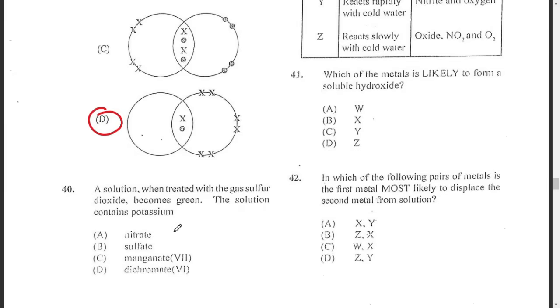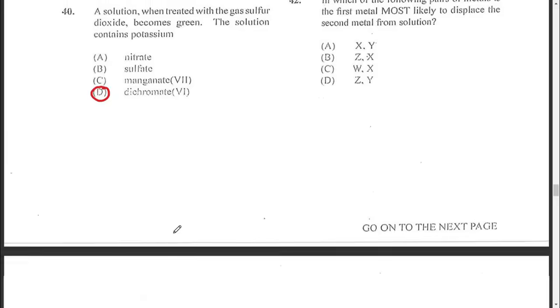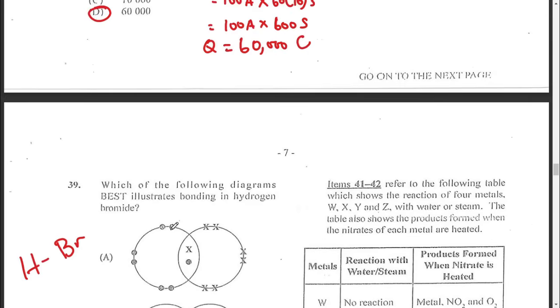40. A solution when treated with the gas sulfur dioxide becomes green. The solution contains potassium dichromate. Potassium permanganate is purple and it becomes colorless, but dichromate is orange, and so it becomes green with the sulfur dioxide.